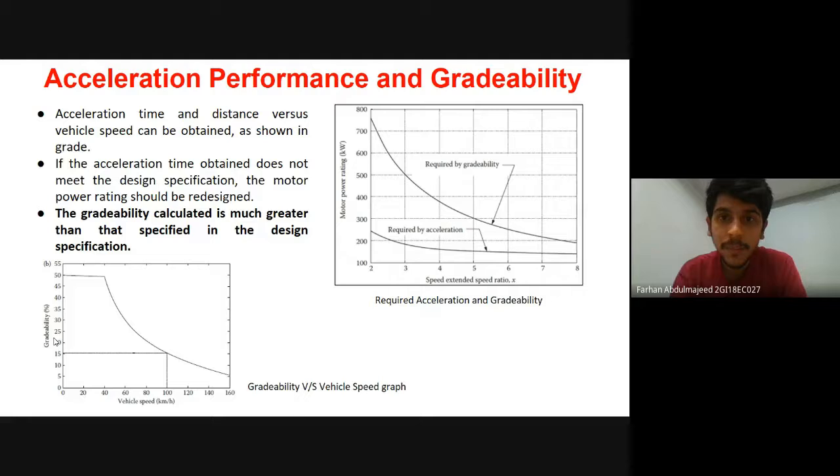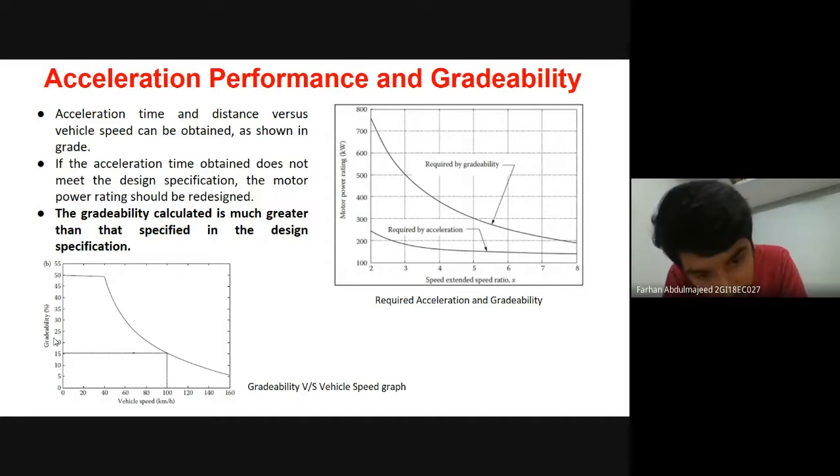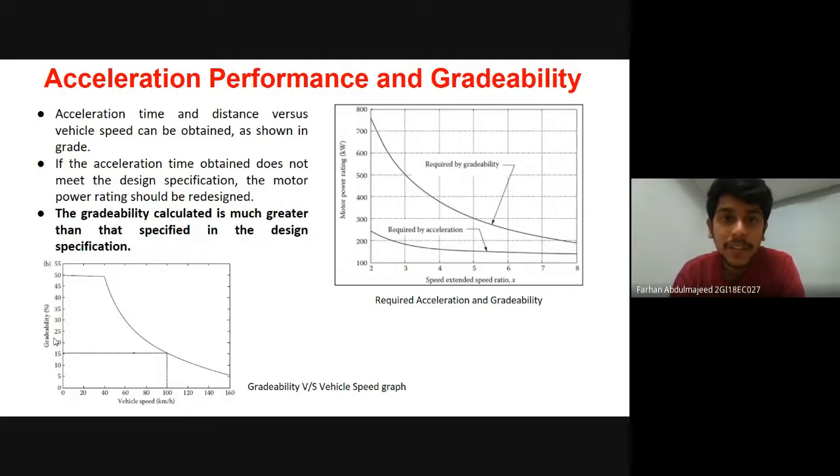So taking the same parameters which we had considered earlier, when the vehicle is at 100 kilometer speed, it can drive up to 15% of gradability, which means 15% of 45 degrees. So at a speed of 100, it can climb a 15-degree grade.